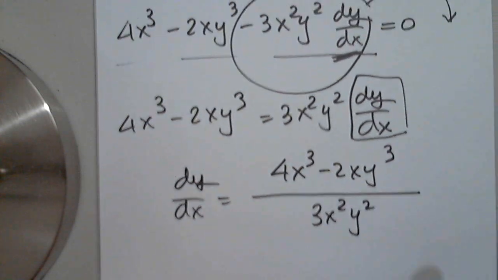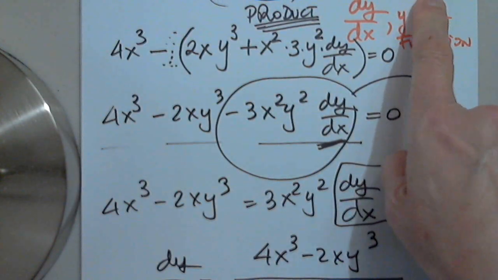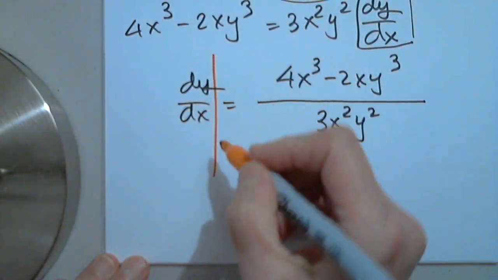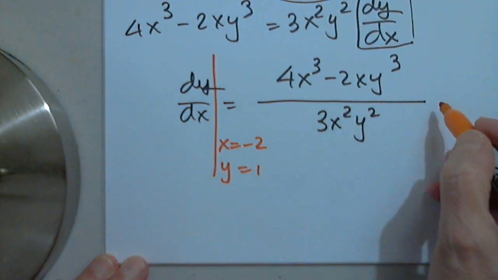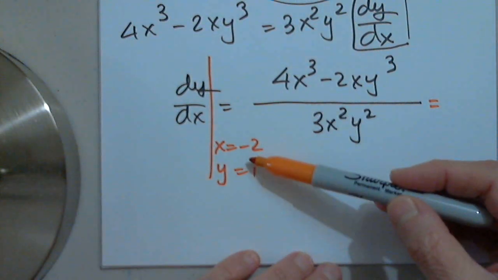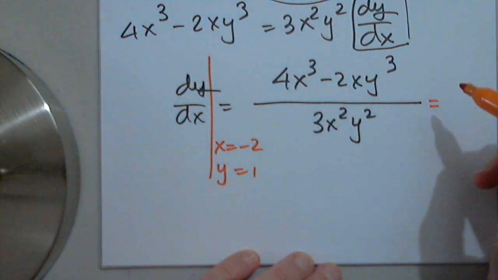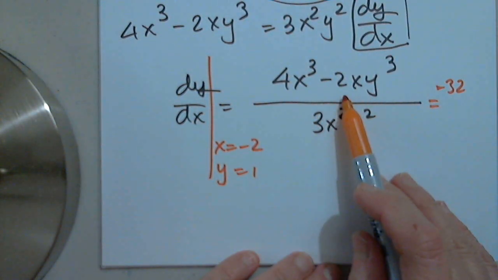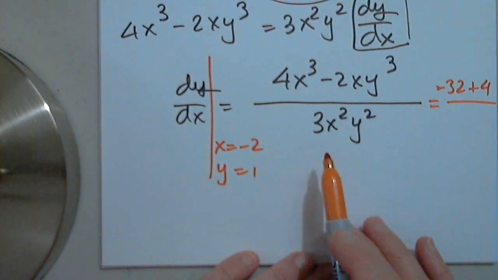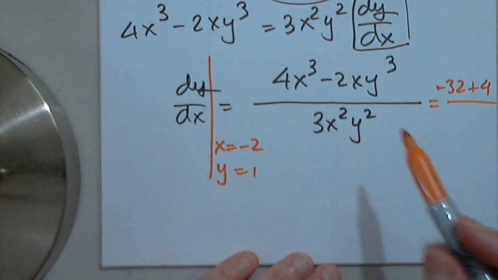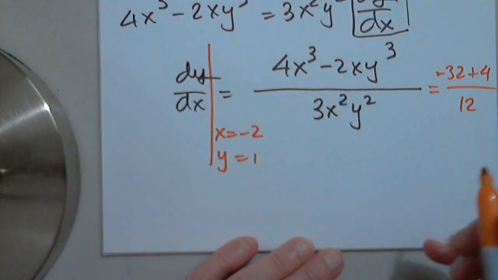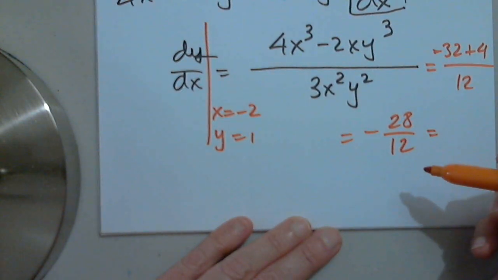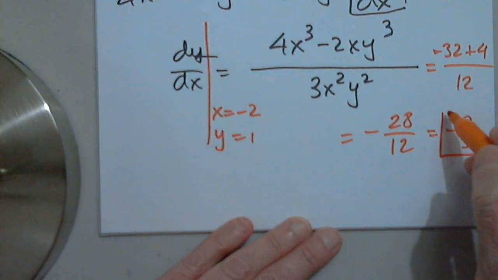We're also told to find this quantity for the point x negative 2 and y being 1. Fine. X equals negative 2 and y equals 1, and I calculate. This is negative 8 times 4, negative 32. Negative 2 times negative 2 is positive 4, 4 plus 1. And here I have 4 times 3 is 12, times 1 is 12. So I have negative 28 divided by 12. I've simplified by 4, negative 7/3.